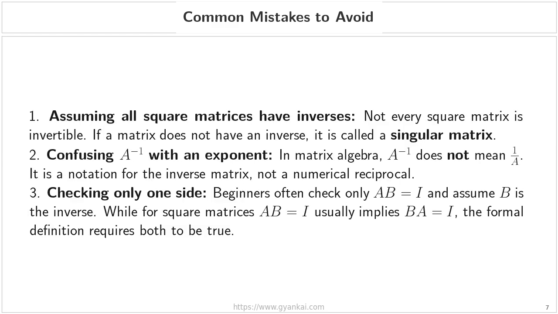Finally, be careful when verifying whether a matrix is an inverse. Beginners often check only one side of the multiplication. For example, they might verify that A times B equals the identity matrix and stop there. While it is often true for square matrices that if one side works, the other will as well, the formal definition we established at the beginning of this lesson requires that both A times B and B times A must equal the identity matrix to be officially confirmed.